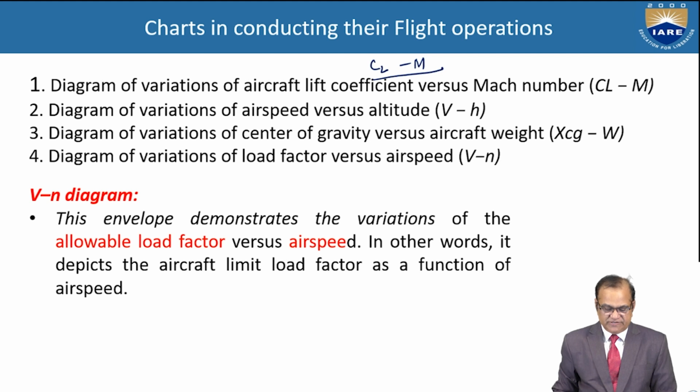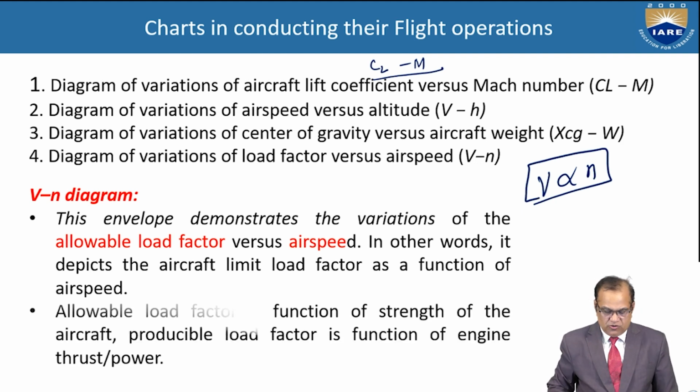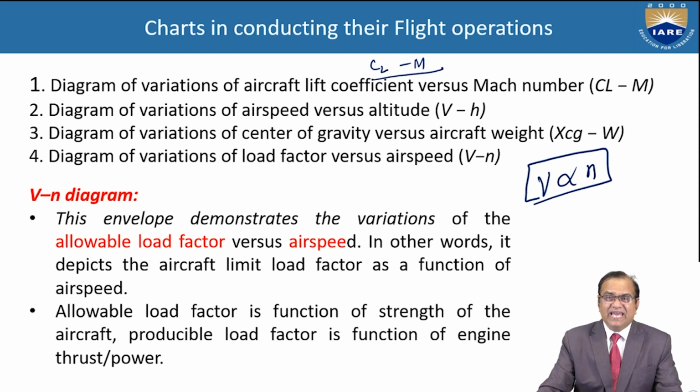In other words, it depicts the aircraft limit load factor as a function of the airspeed. So V and N as a function. This is called the VN diagram, and we will be discussing it in detail. So what is the allowable load factor? Allowable load factor is a function of the strength of the aircraft. Producible load factor is a function of the engine thrust power.